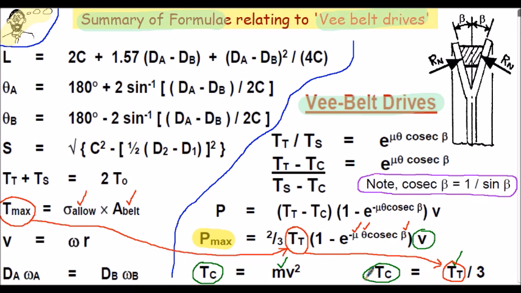That will allow us to work out the Tc value, which we'll put into this equation. And then by rearranging the equation for V, we can substitute V into this equation. And that allows us to work out the maximum power that can be transmitted by one belt, and then we'll simply factor it by 3 for the 3 belts in this particular system.